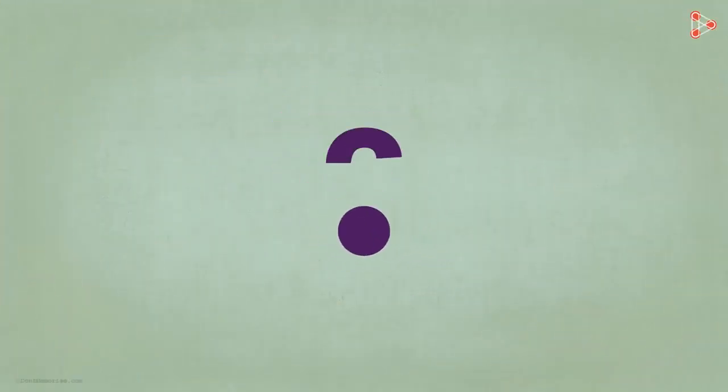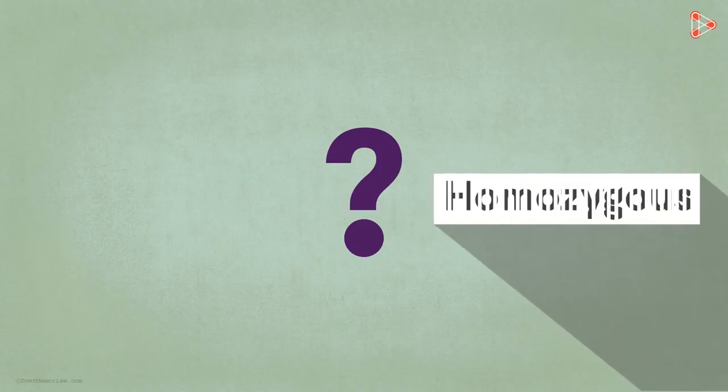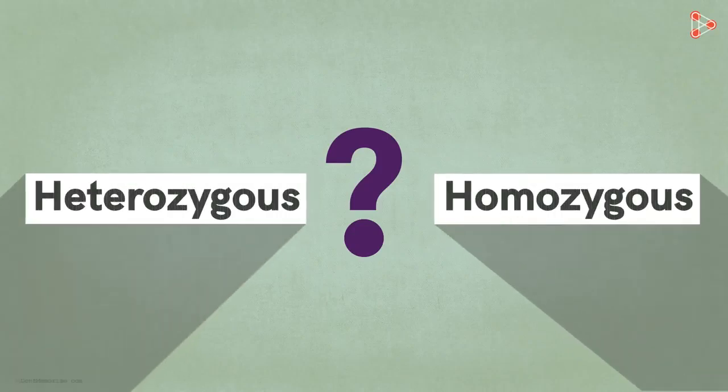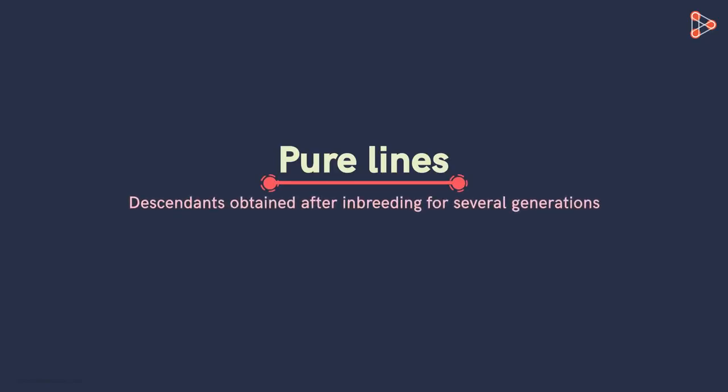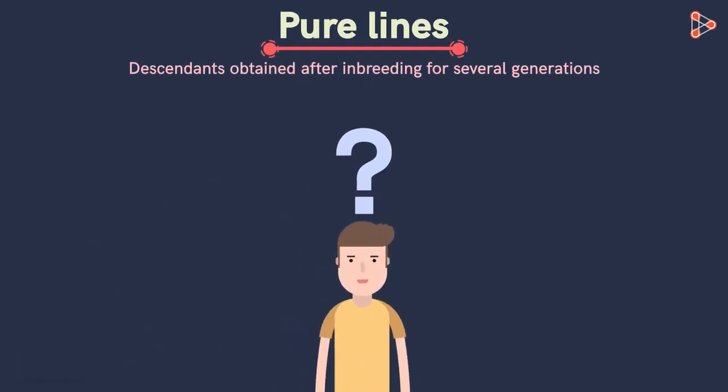Now, how are we supposed to know whether the organism considered for crossing is homozygous or heterozygous for a particular character? For this, we have the concept of pure lines. Pure lines are nothing but the descendants obtained after inbreeding for several generations. Confused? Don't be. It's easy to understand this with an example.